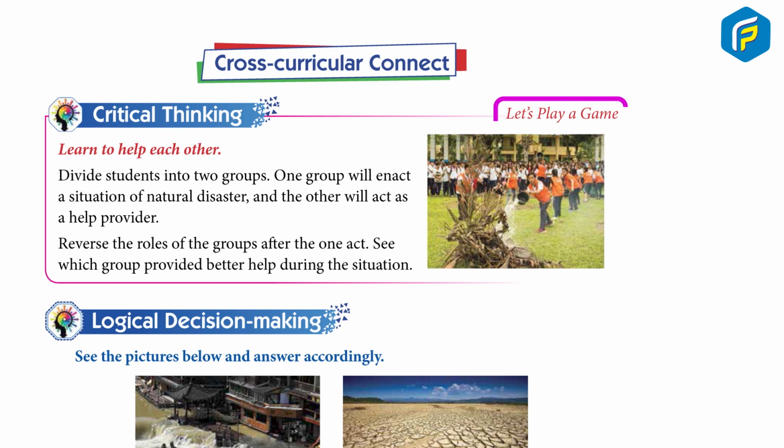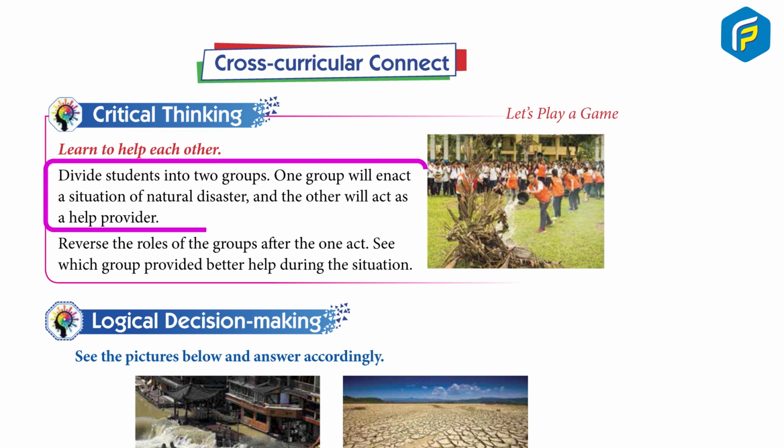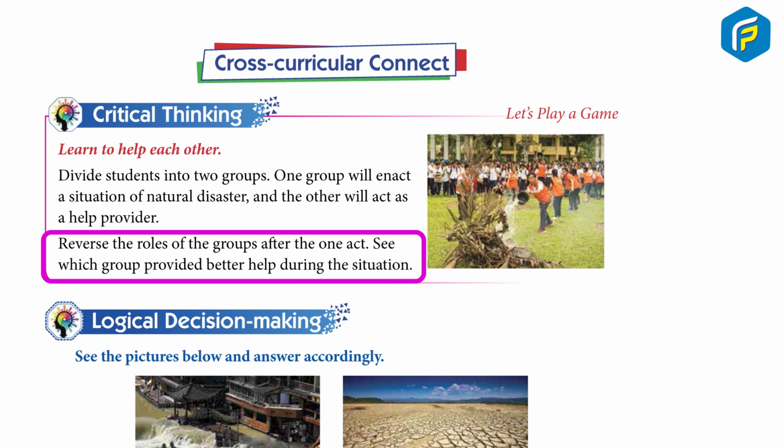Cross-curricular connect. Critical thinking. Let's play a game. Learn to help each other. Divide students into 2 groups. One group will enact a situation of natural disaster and the other will act as a help provider. Reverse the roles of the groups after the one act. See which group provided better help during the situation.